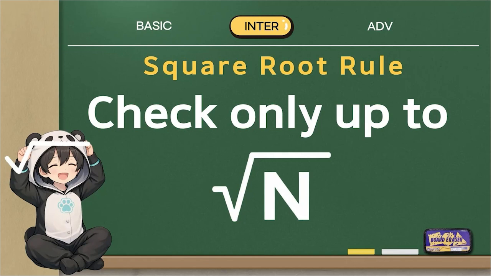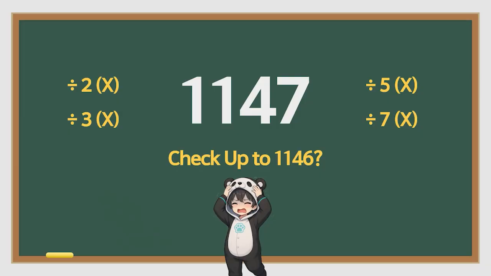Today, we are going to learn the ultimate time-saving trick, the square root rule. Do you remember this number from our last class? 1147. It wasn't divisible by 2, 3, 5, or even 7. So what do we do? Do we have to check 11, 13, 17, all the way up to 1146? Checking every number would take forever. Today, I'll teach you how to stop early using the square root rule.